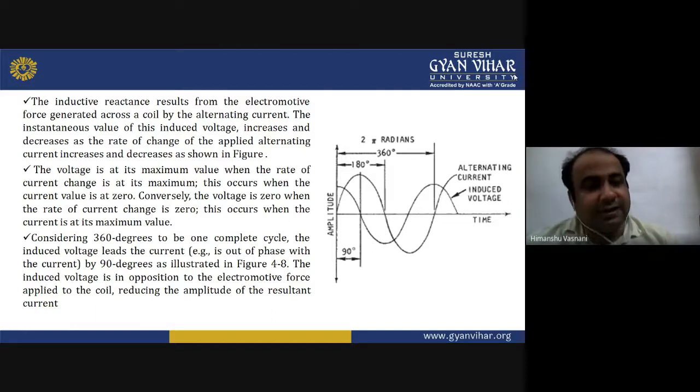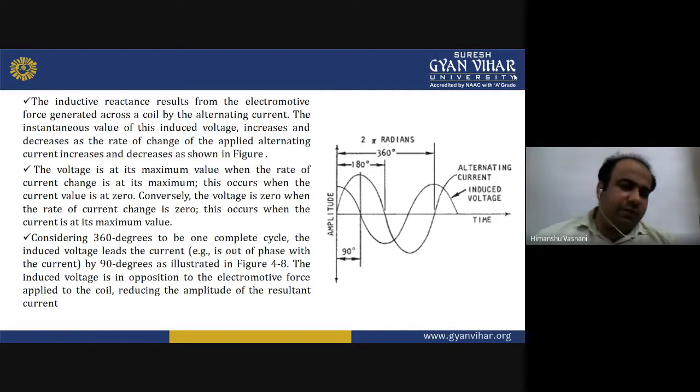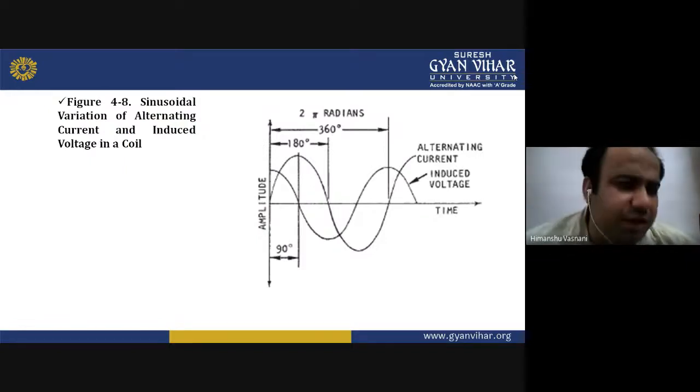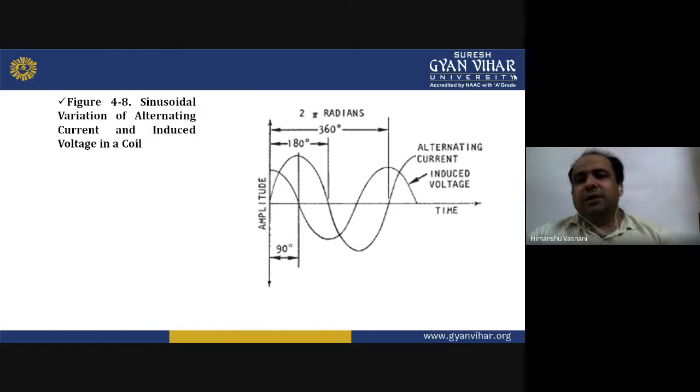Consider 360 degrees to be one complete cycle, as shown in the diagram. The induced voltage leads the current, that is, it is out of phase with the current by 90 degrees. The induced voltage is in opposition to the electromotive force applied to the coil, reducing the amplitude of the resultant current. So you can see this sinusoidal variation of alternating current and the induced voltage in a coil.